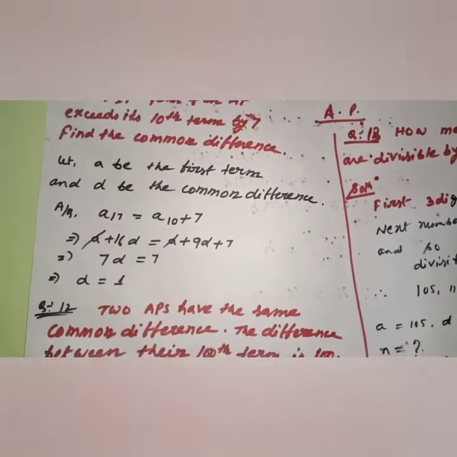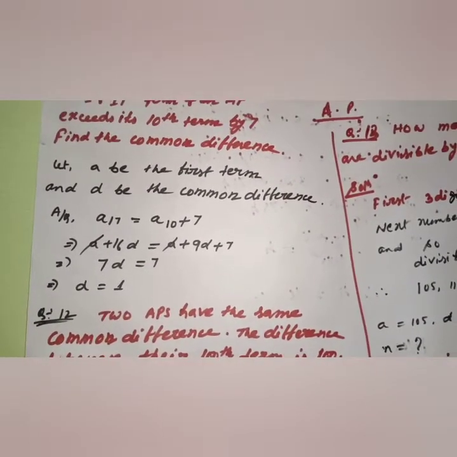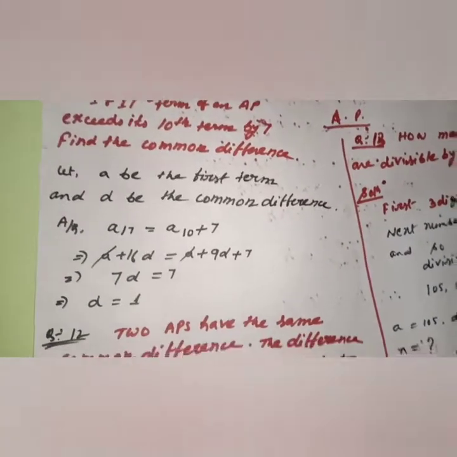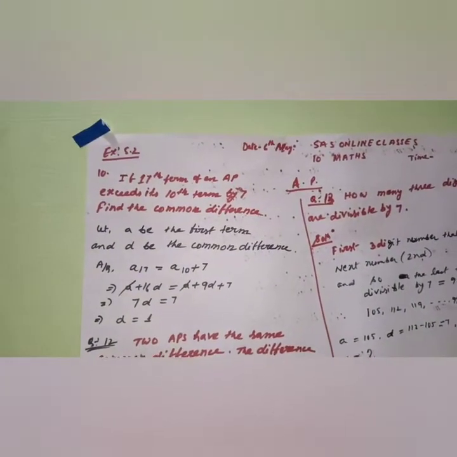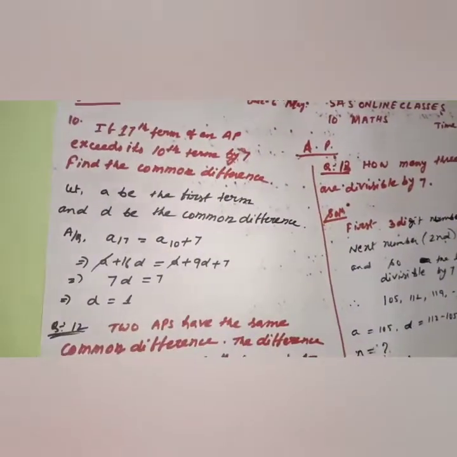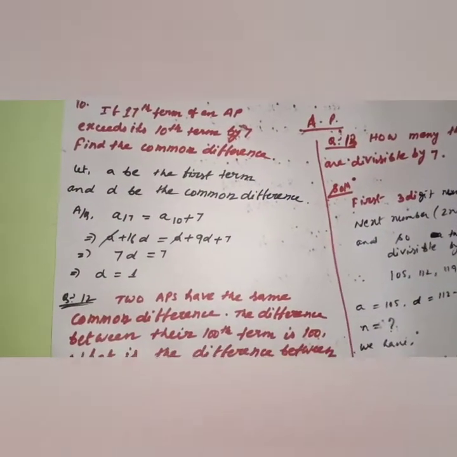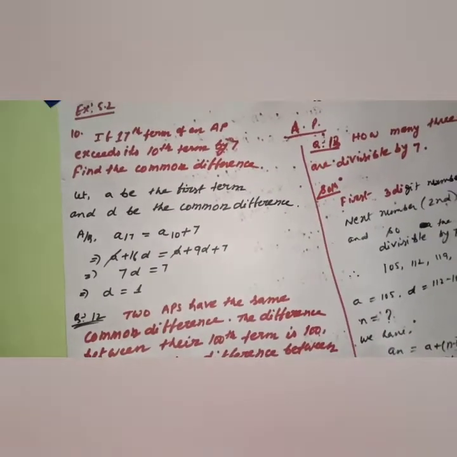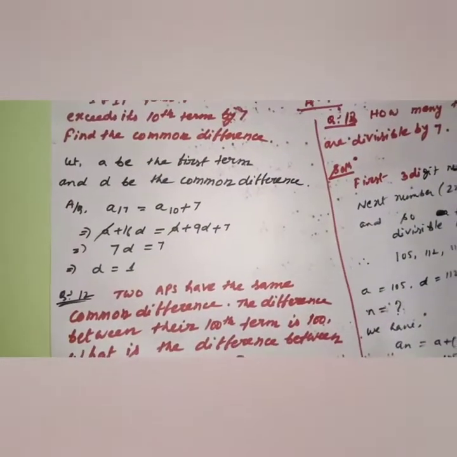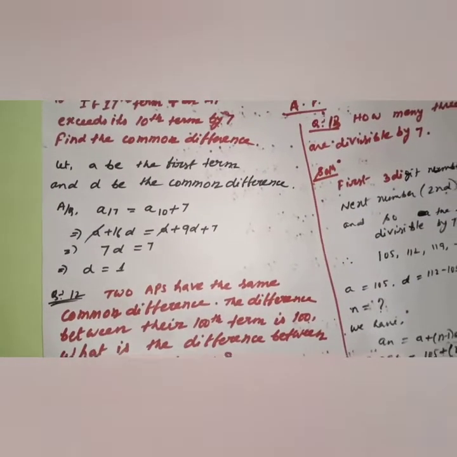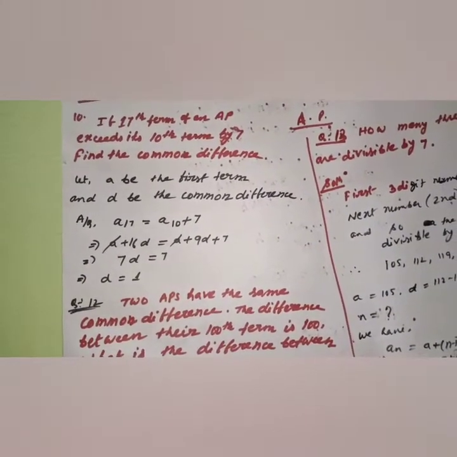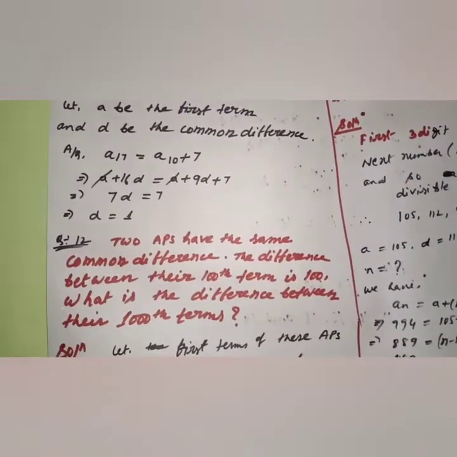So d is equal to 1. I want to repeat one more time: A17 is equal to the 10th term plus 7, since the 17th term exceeds the 10th term by 7. So A17 is equal to A10 plus 7. Since there is a on the right hand side, if you transfer it to the left side, a will become minus a, so you can cancel a. Then what is left? 16d minus 9d is 7d, so d is equal to 1.